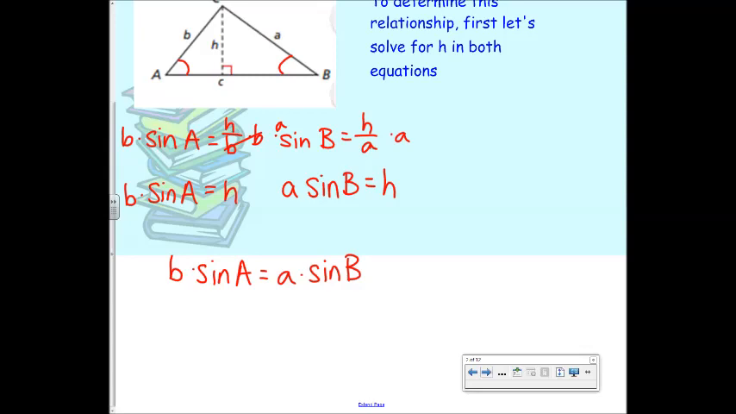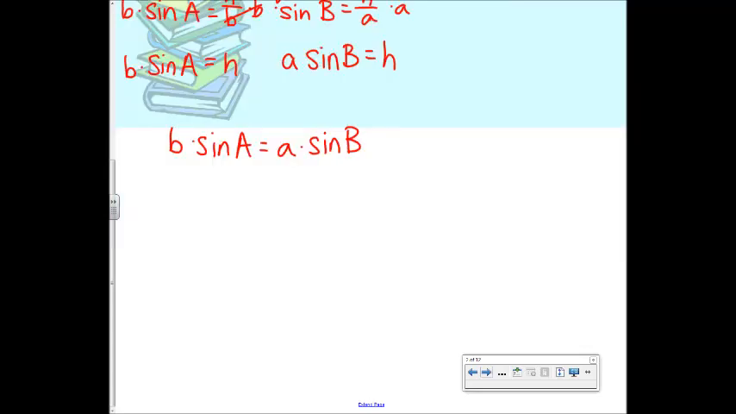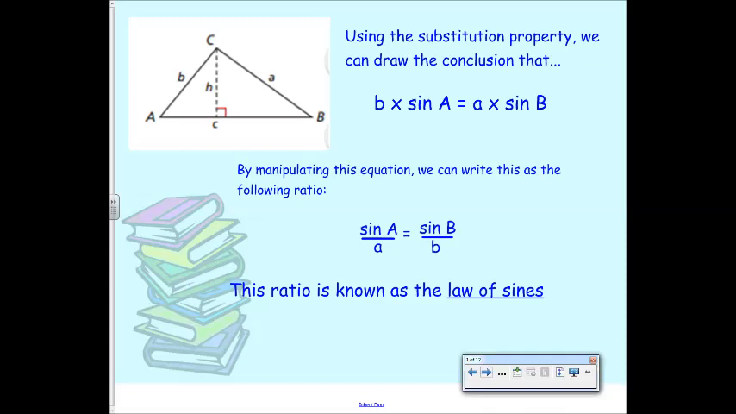All right, the whole point of this is now we can solve for missing measures in triangles using these ratios. So what I'm going to do is divide by b on both sides and divide by a on both sides, and essentially, this is the law of sines. So this is really all you need to know. What we just did on the last slide was getting us there, like where that came from, but this is the law of sines. The sine of A over a equals the sine of B over b, where the little letters are the sides of the triangles that are across from those angles.